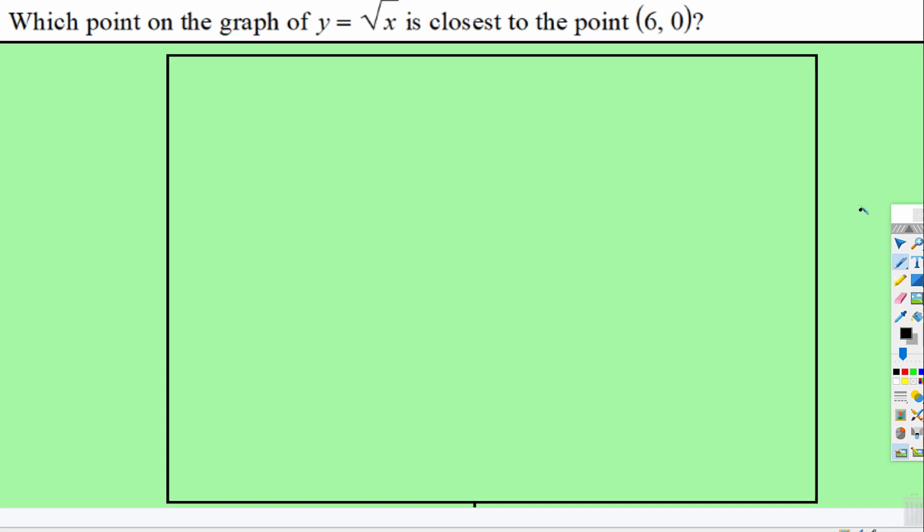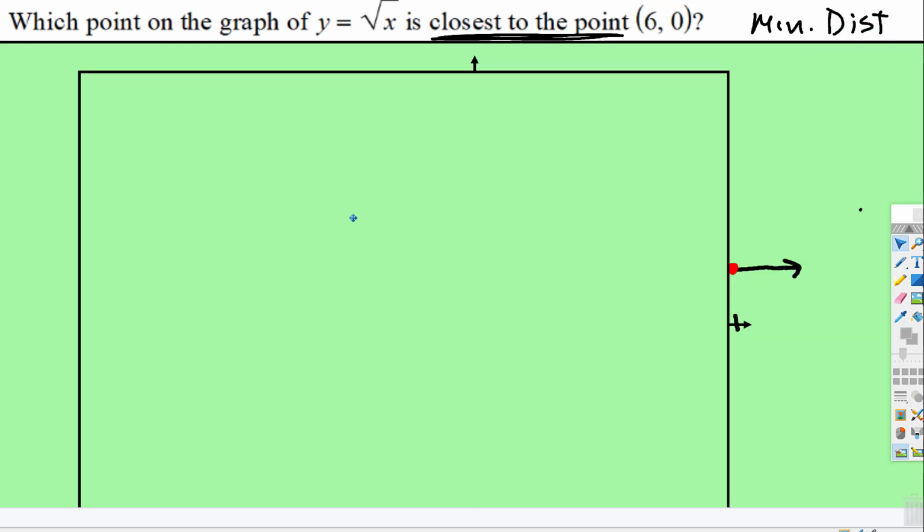Okay, which point on the graph of y is equal to the square root of x, so just the parent function, is closest to the point? Well, this is also going to be an optimization. Closest to the point means we're minimizing distance. So there'll be a distance formula involved.